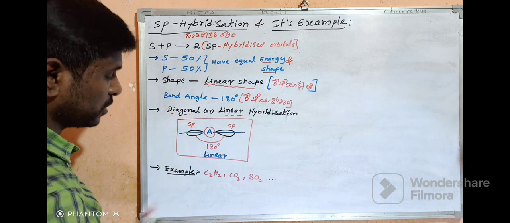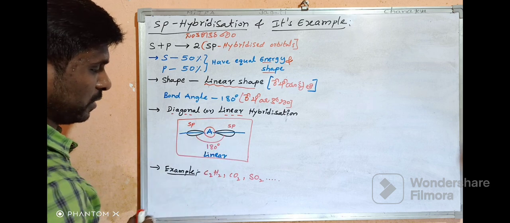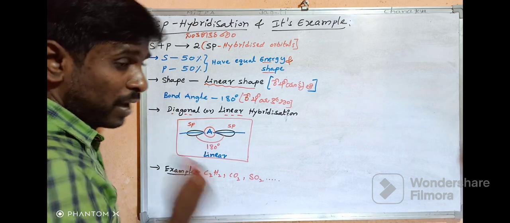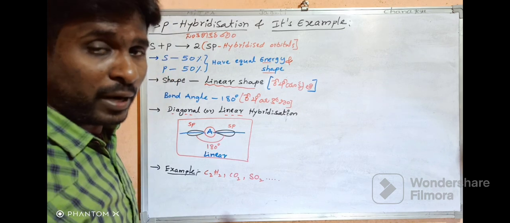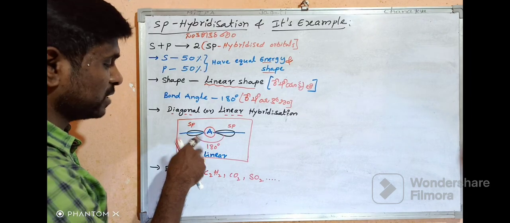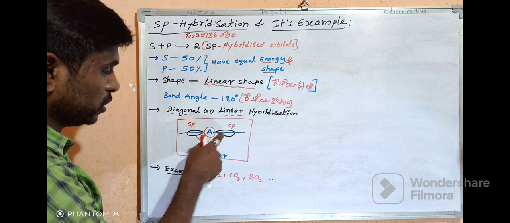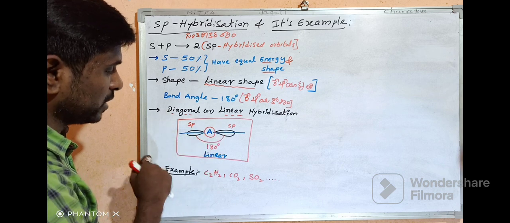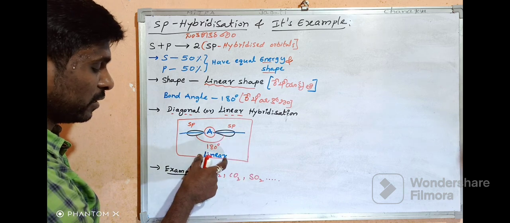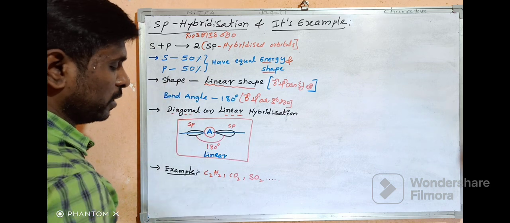This is the sp hybridization structure. A is the central atom, and hybridization occurs only in the central atom. Two sp hybrid orbitals are formed, and the bond angle between them is 180 degrees. That's why all of them lie in the same line, which gives the linear shape. Examples of sp hybridization are C2H2, CO2, and SO2.